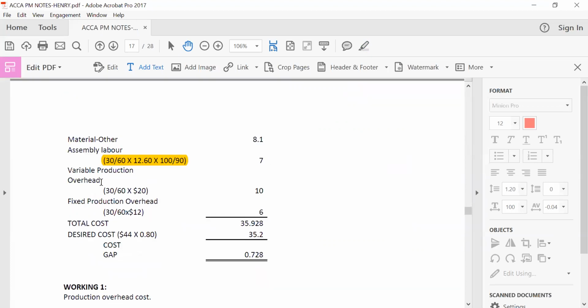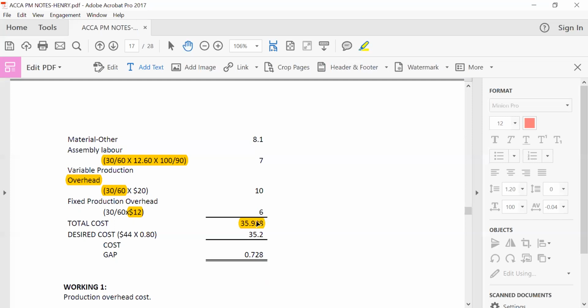This bit, the variable production overhead, is still based on the number of hours you worked, and they worked for 30 minutes. So 30 over 60 times 20 will give you 10, and 30 over 60 times 12. Do not forget that in applying the principle of absorption cost, you've got $12. And because labor worked for just 30 minutes, you cannot just capture the entire $12. So 30 over 60 times 12. At the end of the day, we end up getting our total expected cost in-house to be 35.92.